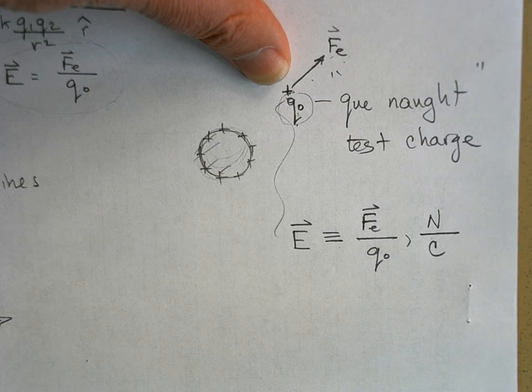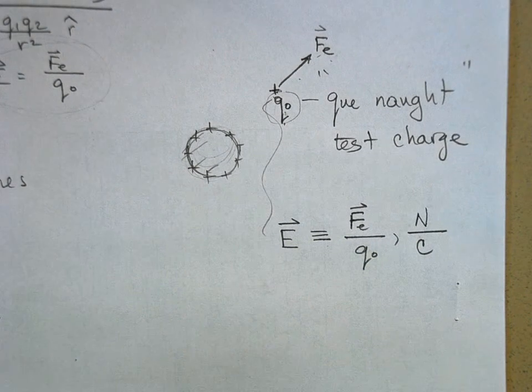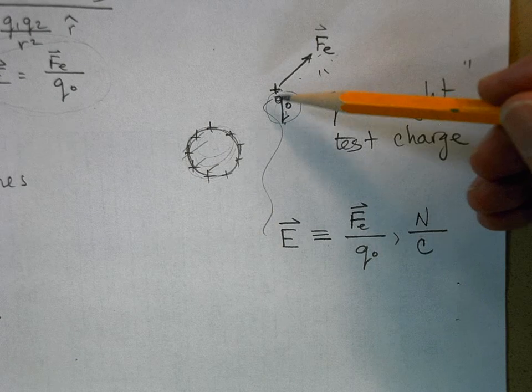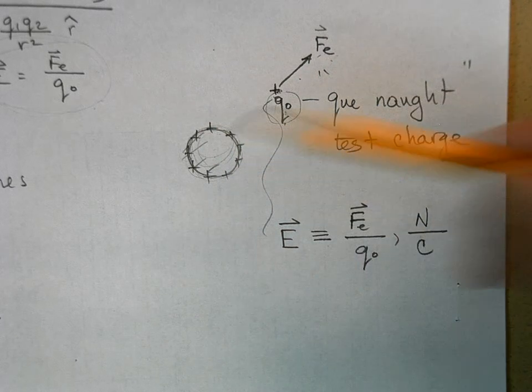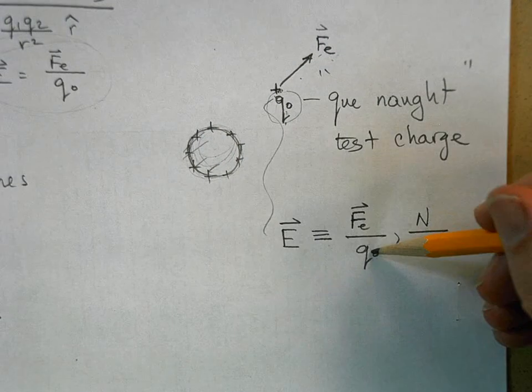Now here's something really, really important to understand. This test charge is a charge over here, not the charge on this sphere. It's the charge of my test charge.